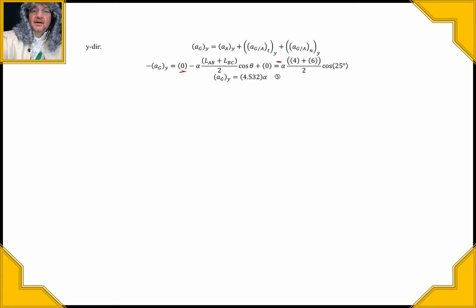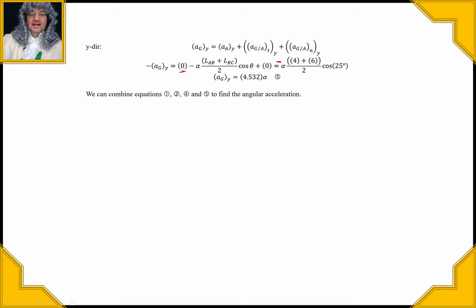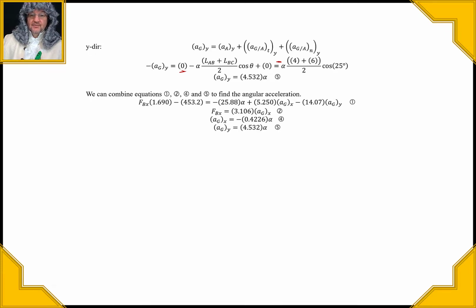So we have this equation 5, right? We could go back and take equations 1, 2, 4, and 5 and put all of these things together. That was equation 1, and there was 2, here's 4, and here's 5. I'm just summarizing what they were because they were back up on other slides previously.